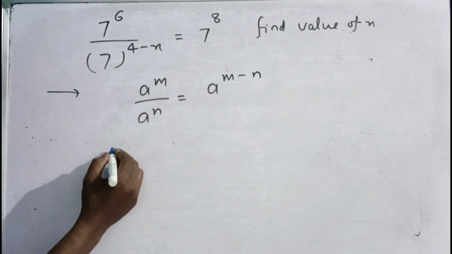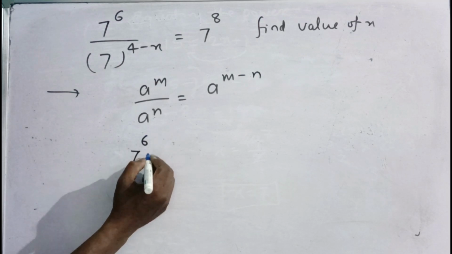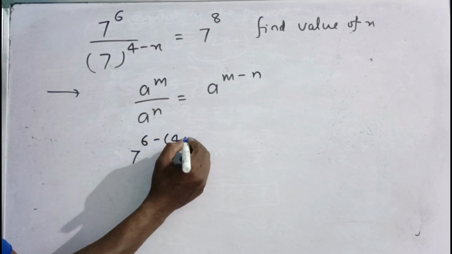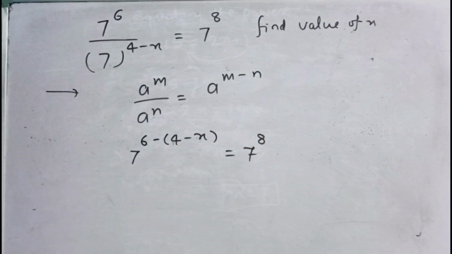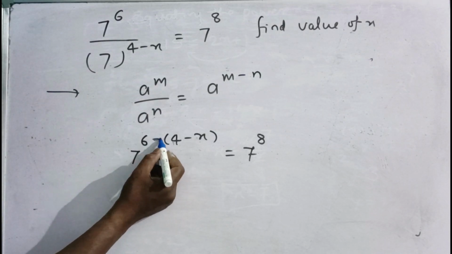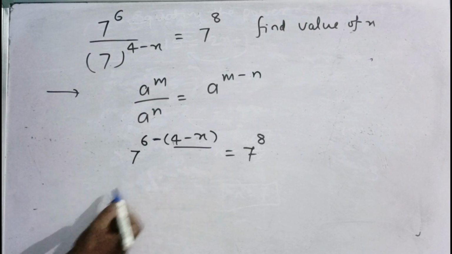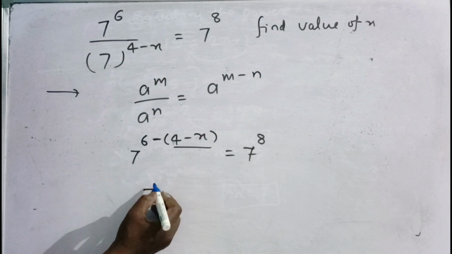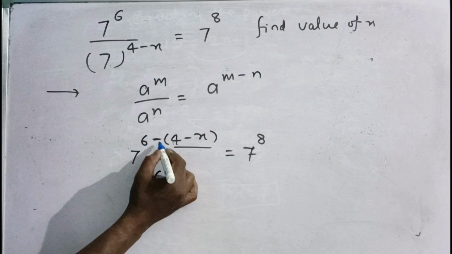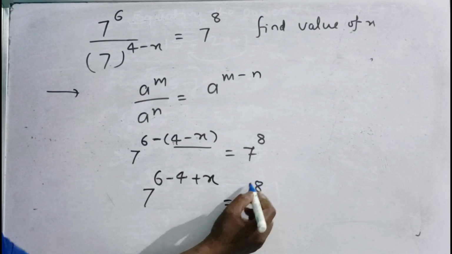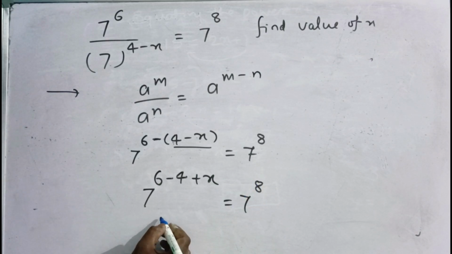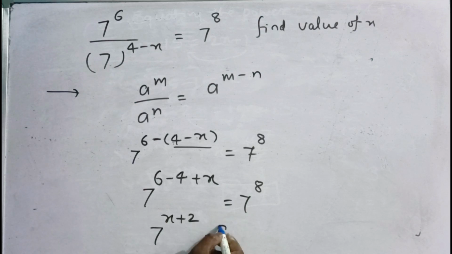What will be the result? 7^(6 minus (4 minus x)) is equal to 7^8. Now this minus is multiplied with the whole bracket. So 7 raised to the power 6 minus 4, this minus into minus becomes plus x, is equal to 7^8. 7^(x plus 2) is equal to 7^8.